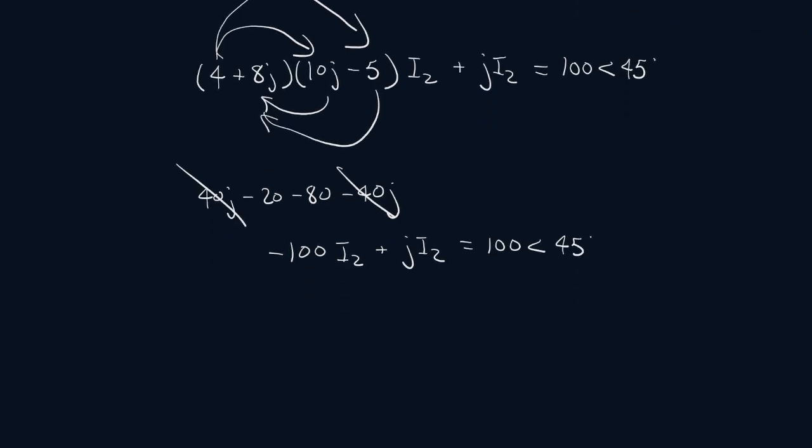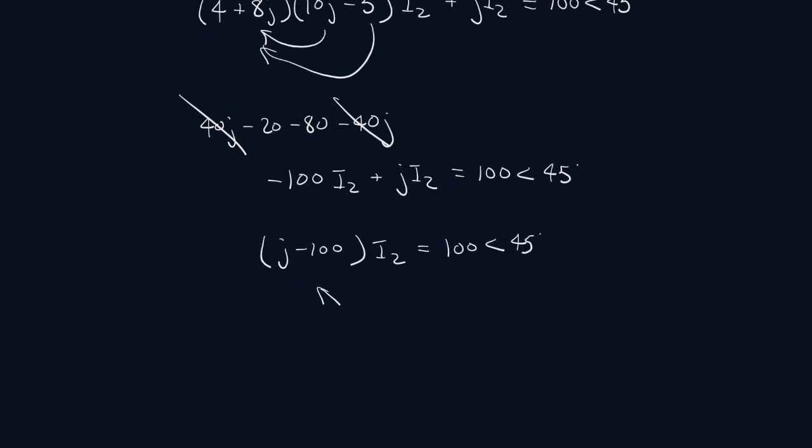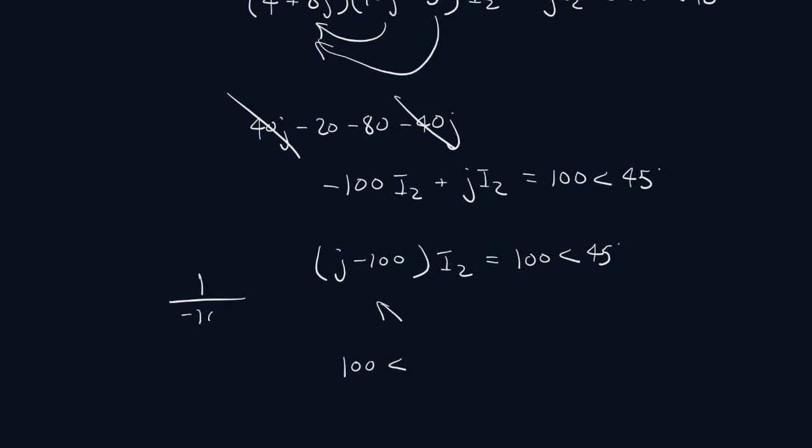So let's factor out the I2, so it'll be j minus 100 I2, which is equal to 100 phasor 45 degrees. Let's get the magnitude of this. The magnitude of 100 squared plus 1 squared, square root, is pretty much just 100, or roughly 100. Now to get the phase, it's 1 over minus 100, and then tan inverse of that. So 1 over minus 100, and tan inverse, that's just minus 0.5729 degrees.